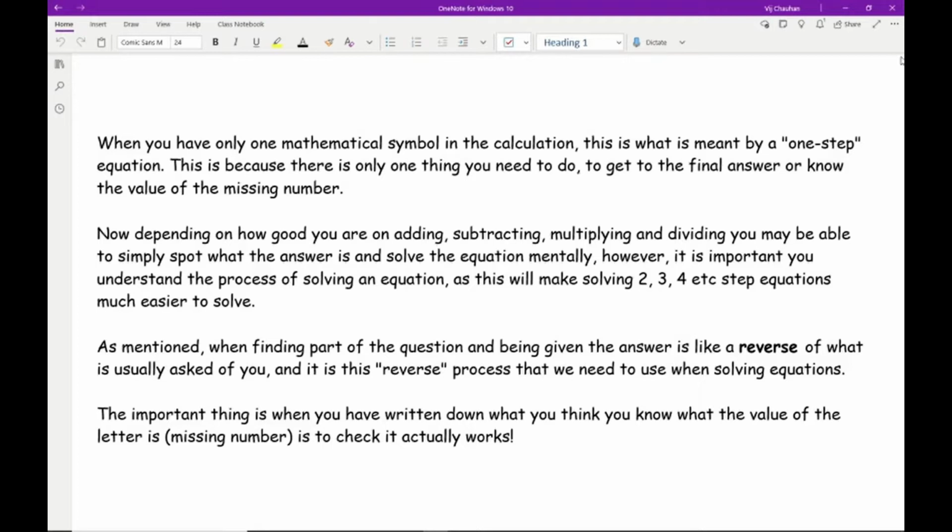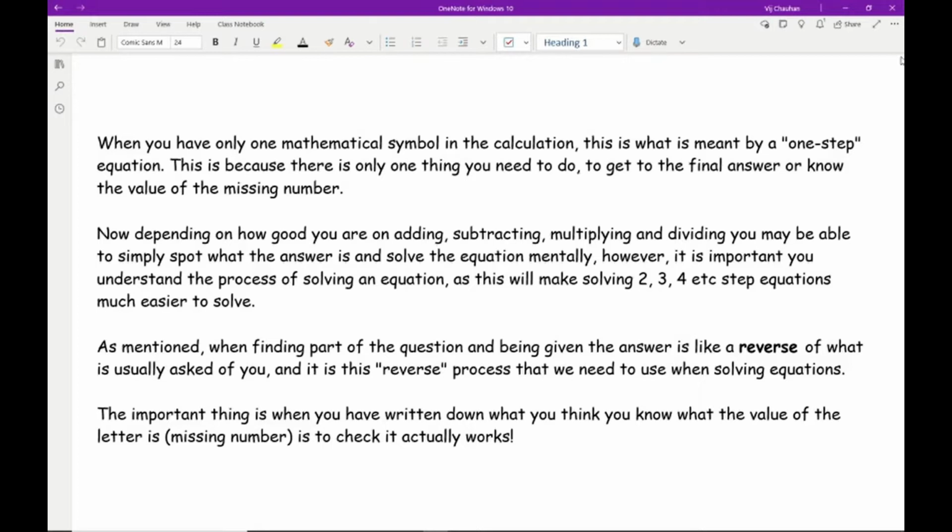Now depending on how good you are with adding, subtracting, multiplying and dividing, you may be able to simply spot the answer just by looking at it and solve it mentally. However, it is important that you do understand the process of solving an equation, as it will make solving 2, 3, 4, etc. step equations much easier. As mentioned, finding part of the question and being given the answer is like the reverse of what is usually asked of you in maths. And it is this reverse process that we need to use when solving equations.